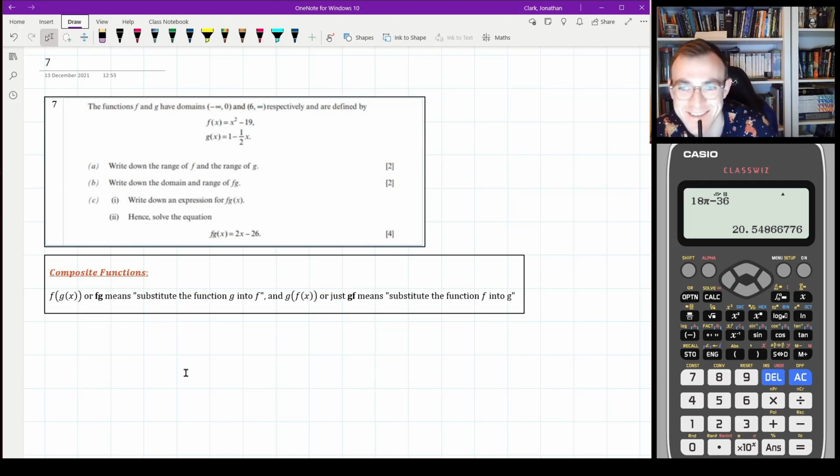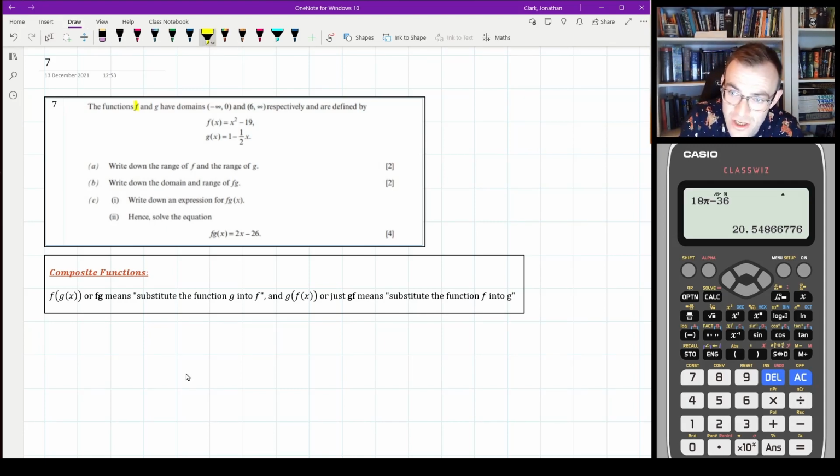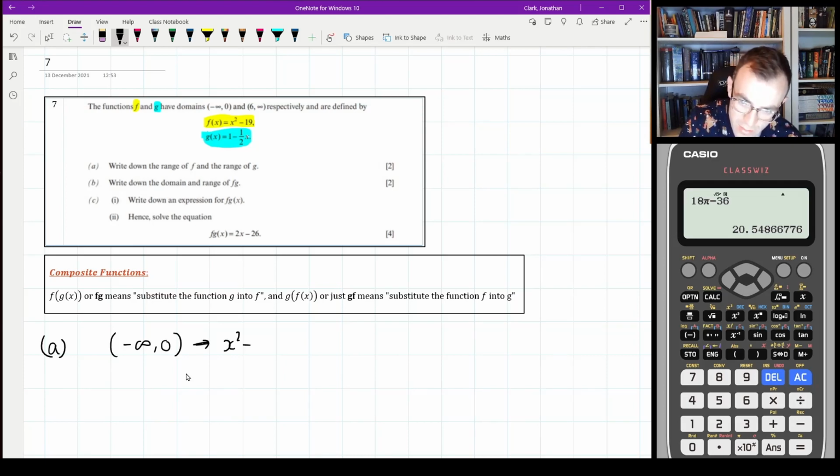What's going on with this question? So it's a composite function question. We're given two functions, f and g. Got that there, and we've got g, which is basically a straight line, and we're plugging in those numbers. Okay. So the first question just says, write down the range of f and the range of g. So let's think. Range of f, we're putting in negative numbers into the equation x squared minus 19, and then we're wondering what comes out.